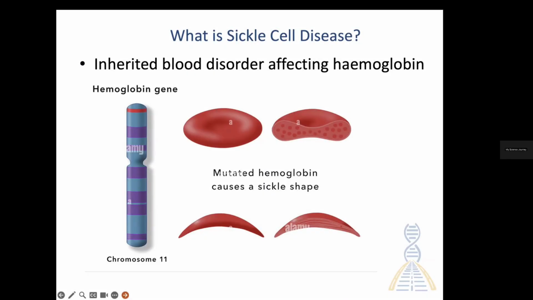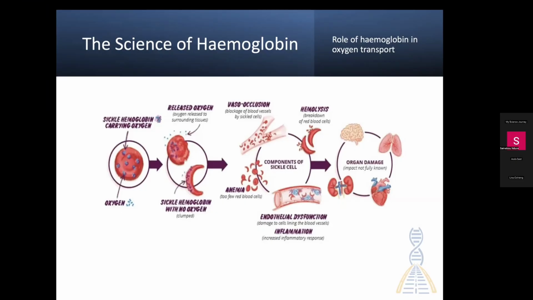And we can see from this figure that the normal red blood cell is usually round and smooth. But when we have an abnormal hemoglobin resulting from the defect in the hemoglobin gene, we have a different shape of the red blood cell, which is now sickled and rough. The body senses that these cells are abnormal, so the body is also trying to get rid of them.